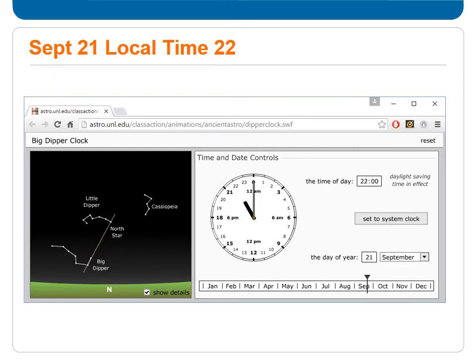On September 22nd, at local midnight, the clock arm is almost at the same position as it was on September 21st at local midnight. Going back and forth, we see very slight change in the orientation daily.